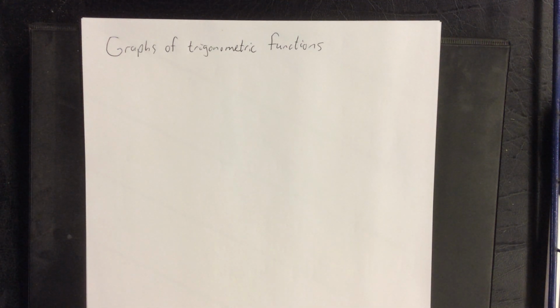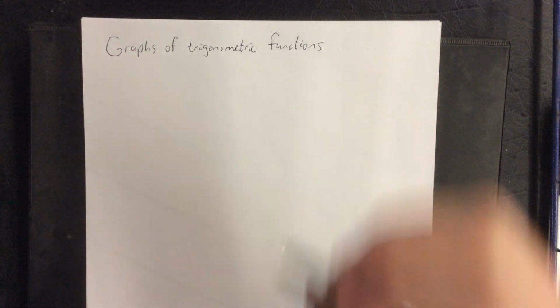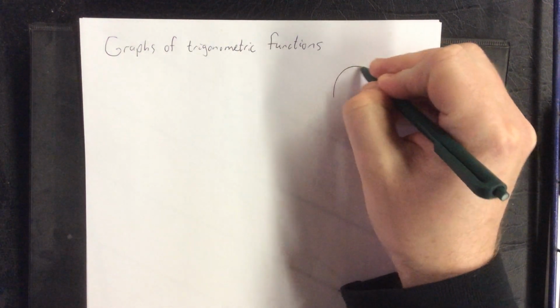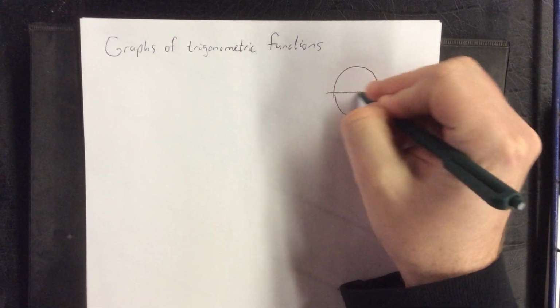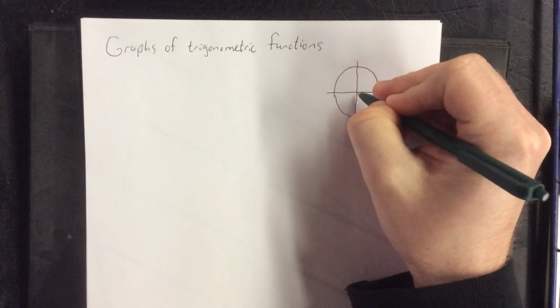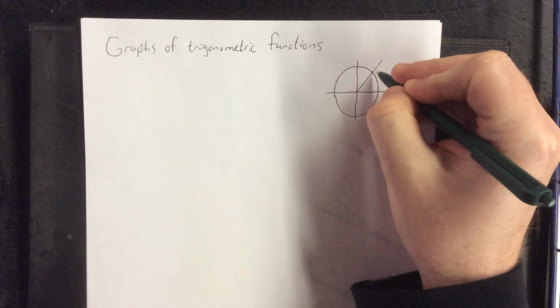Subject of this video is going to be graphs of trigonometric functions. Now, an important distinction between trigonometric ratios and trigonometric functions is going to be the idea of what are we now inputting and what are we now outputting. For reference, we're going to pull in the unit circle.